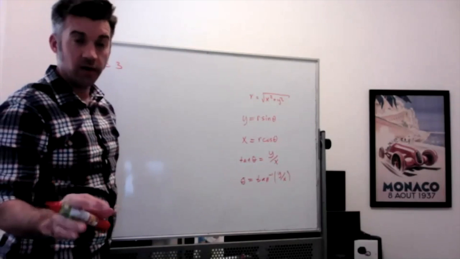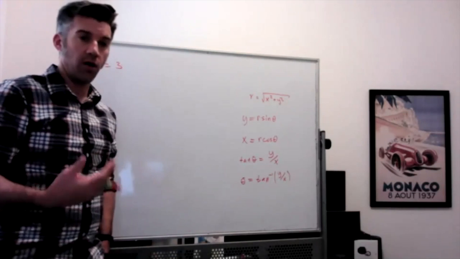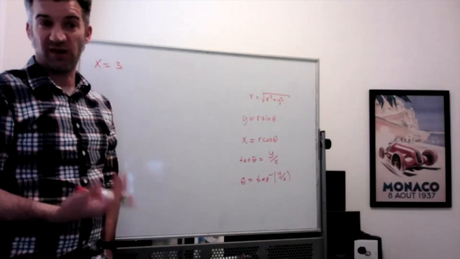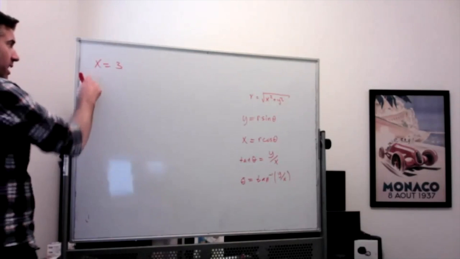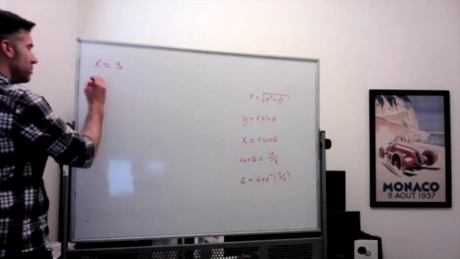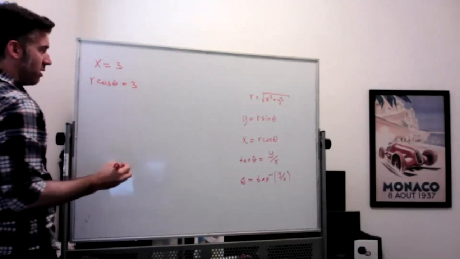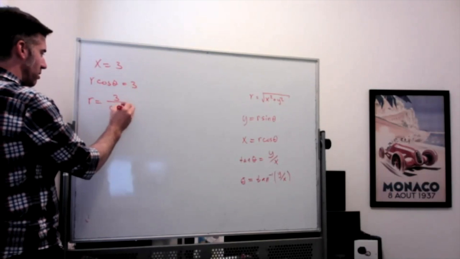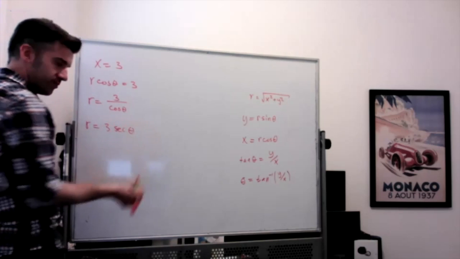Typically, not always, but typically when you're writing a polar equation, you write r as a function of theta, just like we usually write y as a function of x. So I'm going to replace x with what it's equal to. x is equal to r cosine theta. So I'm going to have r cosine theta equal to 3. And then solving for r, r is equal to 3 divided by cosine theta, or if you prefer, r is equal to 3 secant theta.